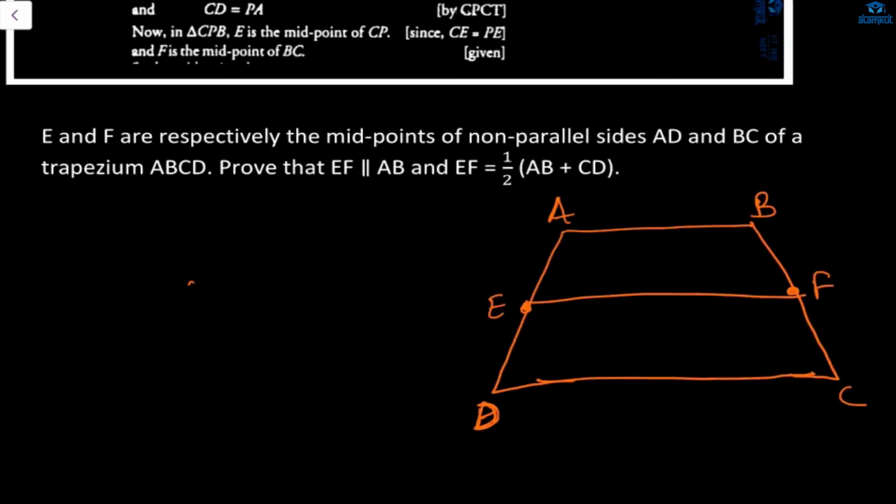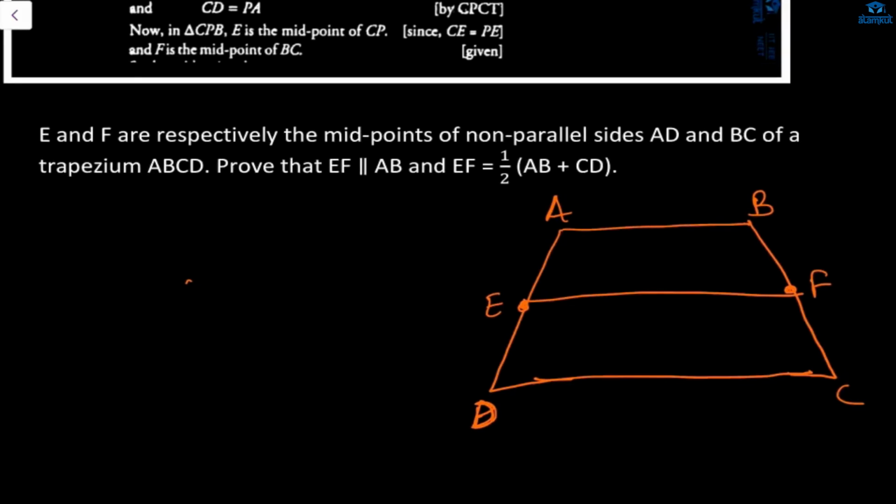Now you have to prove that EF is parallel to AB and EF is half of AB plus CD. It is similar to the proof we have done. So here we will do a little bit of construction. We will join DF. Ma'am, we'll join the points D and F. You have to show that it is half of AB plus CD. Yes, ma'am, I know those.